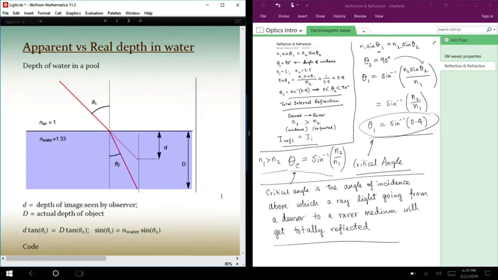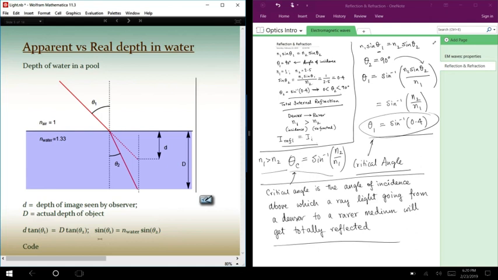So that brings us to the topic of real versus apparent depth. And one can find relationships between these just by working out trigonometric relationships. So, for example, if you look at this picture over here, we know that sine theta 1 has to be equal to n water times sine theta 2, and that's just simply Snell's law, right?